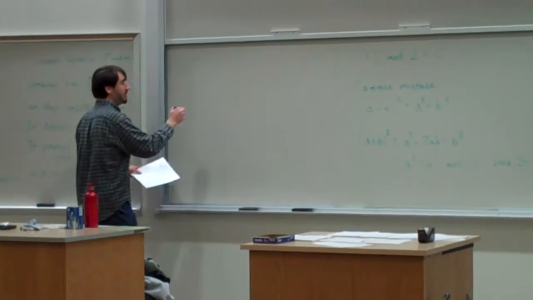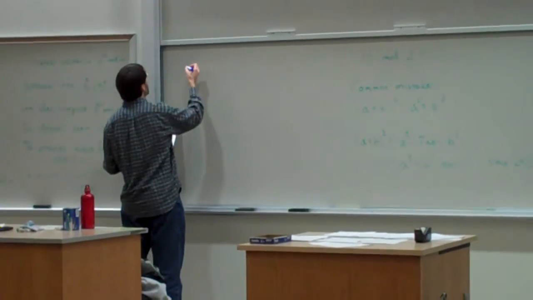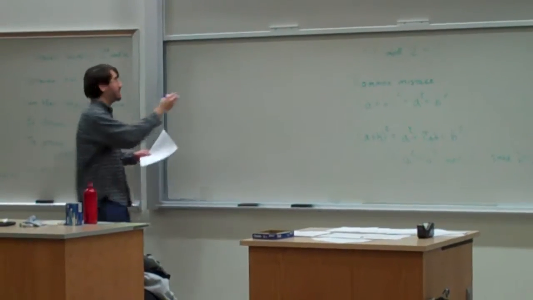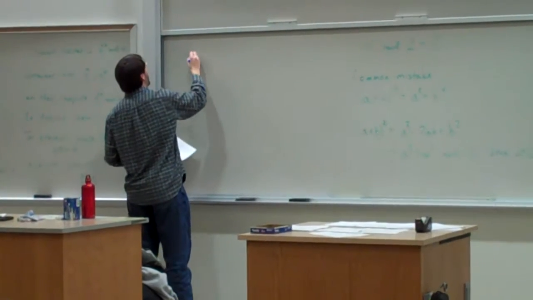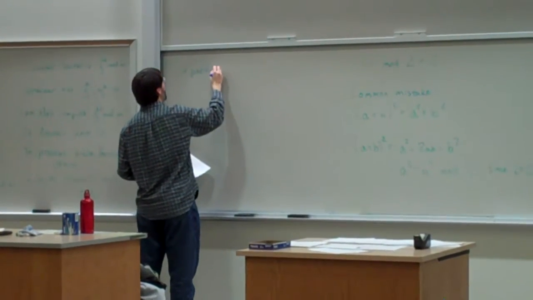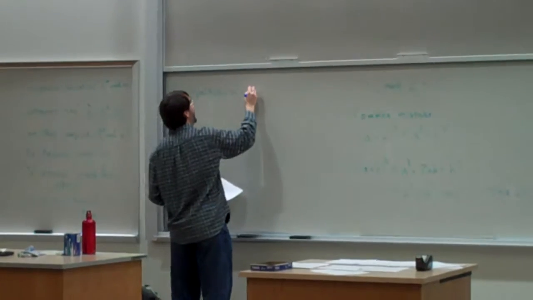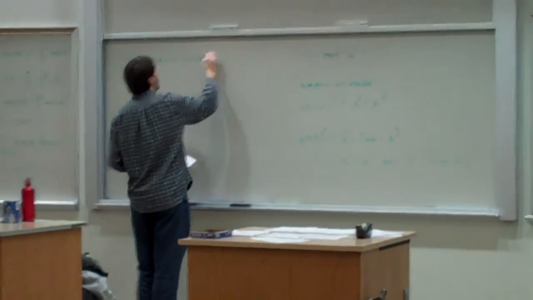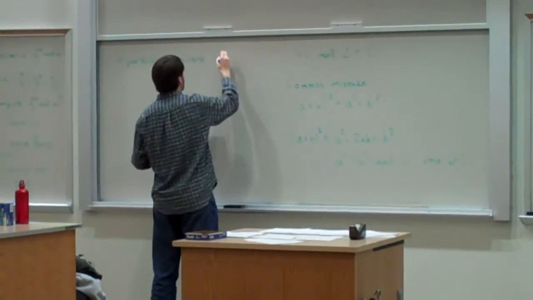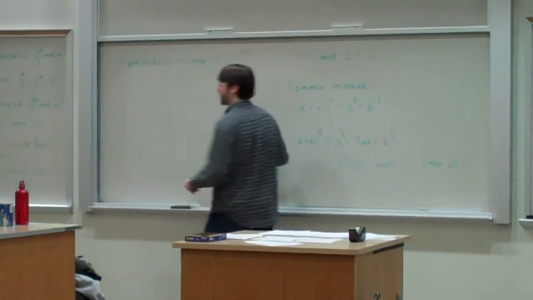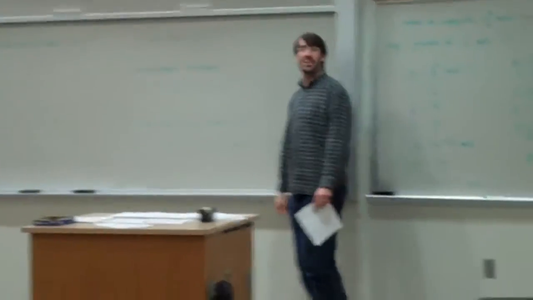So let's talk about big numbers. Here's an example of a big number: the number of particles in the universe. About 10 to the 87. So that's a pretty big number.